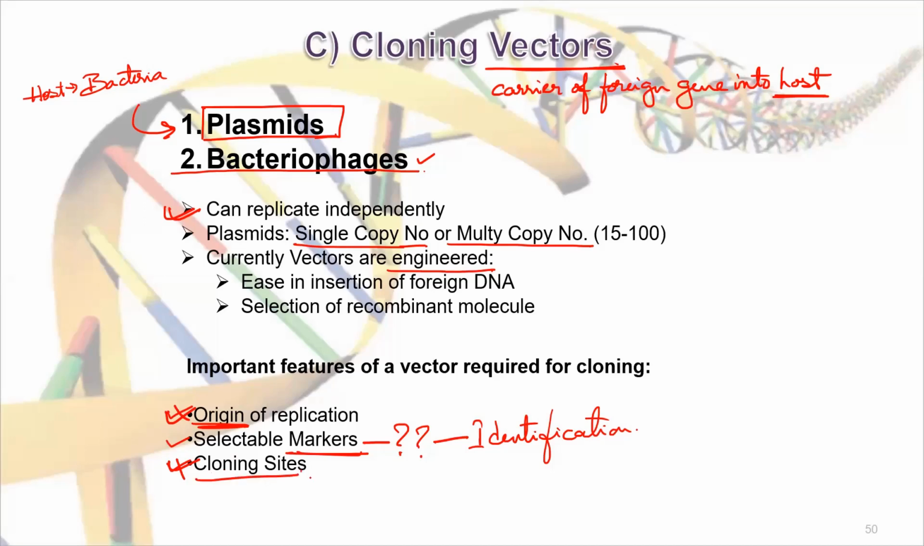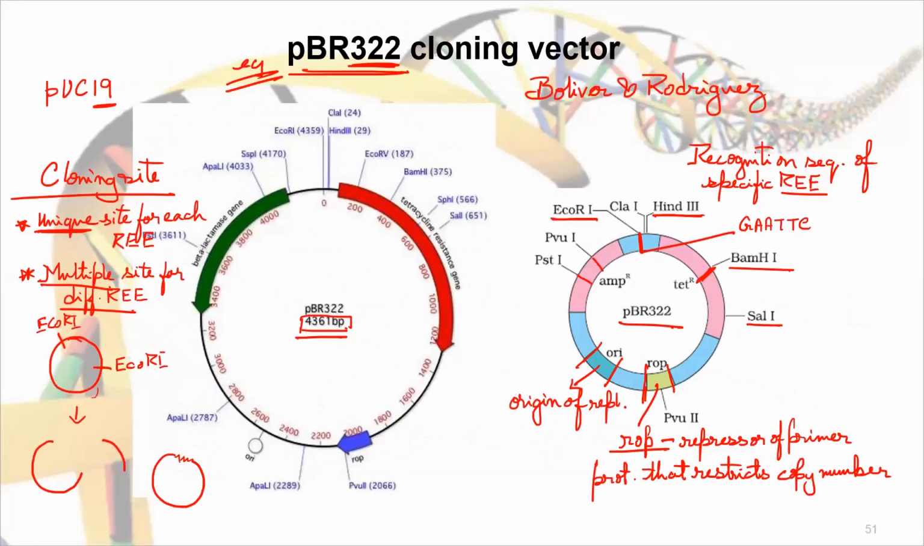Then the next one is the cloning sites, those sites where we see various types of recognition sequences of different restriction endonuclease enzymes. The most common cloning vector that we talk about, and which is also in our syllabus, is pBR322, right? Which was discovered by two scientists, Bolivar and Rodriguez. So it is known as pBR322, which is a cloning vector mainly for hosts which are E. coli, the Escherichia coli bacteria. Right. Now, what we see here in this pBR322 cloning vector, there are various names here: PstI, PvuI, EcoRI, etc. These are basically nothing but the names of restriction endonuclease enzymes.